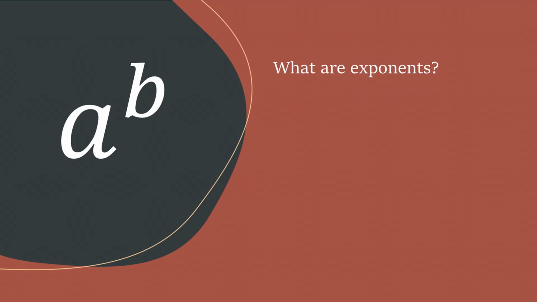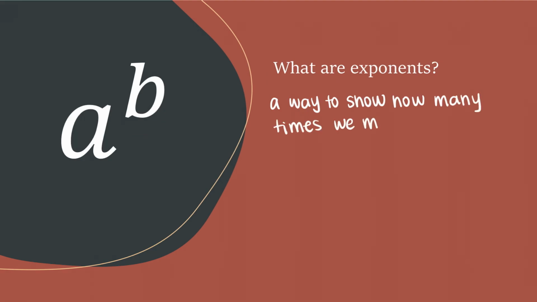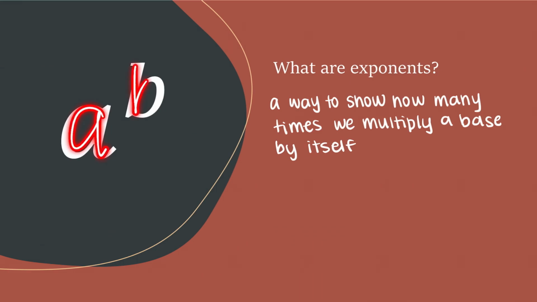So exponents are a way to show how many times we multiply a base by itself. So on this slide, you can see here a to the power of b. That's how you would read it, the base to the power of the exponent. So like a to the bth power or a to the power of b. So that would mean that you multiply the base a by itself b amount of times.